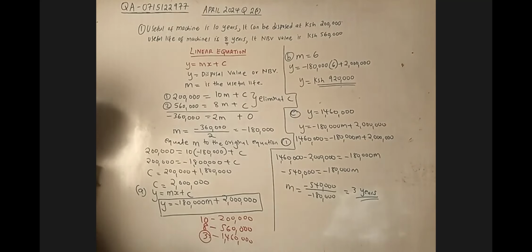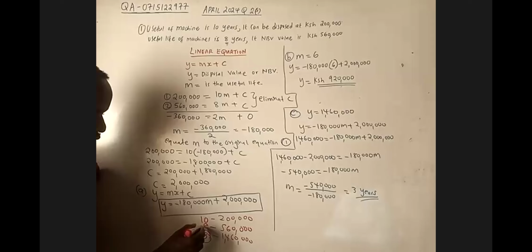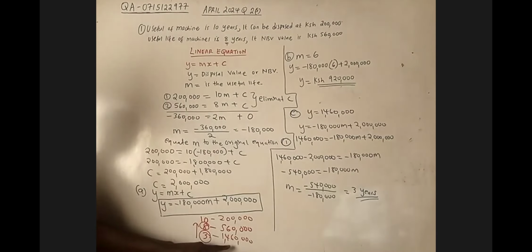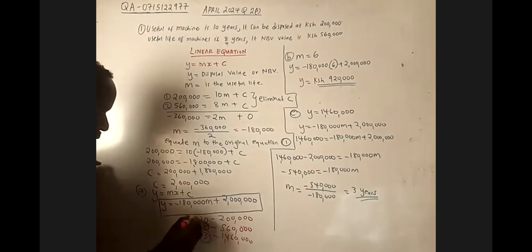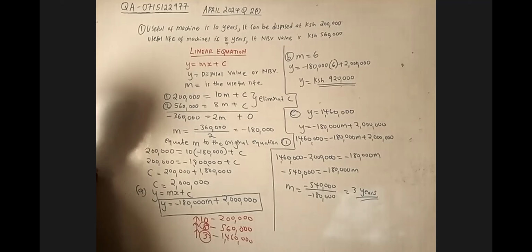But when we increase the useful life, if this machine is used for 8 years, the value will reduce from 1460,000 to 560,000. When we use this machine for 10 years, the value is 200,000. So as we keep on using the machine, the value of that machine also reduces.